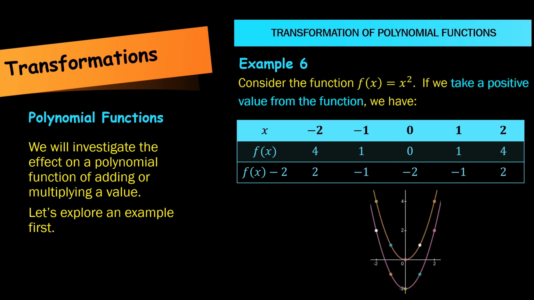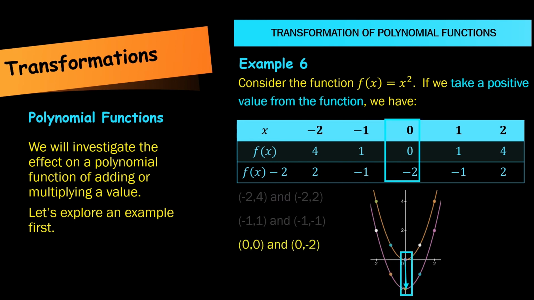Let's consider another example. What happens if we take a positive value from the function? This time, when x equals minus 2, y goes from 4 to 2. When x is minus 1, y goes from 1 to minus 1. When x is 0, y goes from 0 to minus 2.